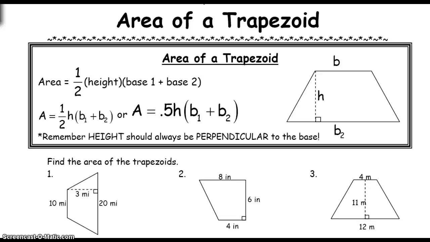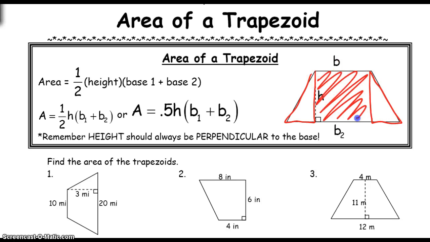Today we're going to be talking about areas of trapezoids. So if you look at this picture right here, you don't have to write this down. I'm just going to talk about it. You'll see we have a triangle here, we have a triangle here, and then we have this rectangle or square, it depends on what's going on there, in the middle.